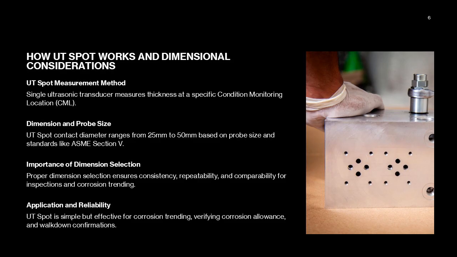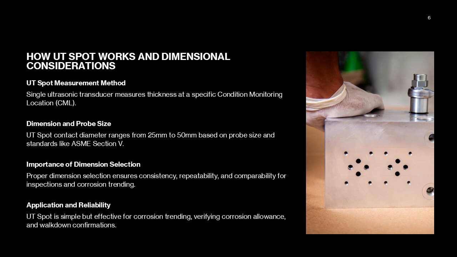How UT spot works and dimensional considerations: why, when, and where UT spot is used. UT spot measurements involve placing a single ultrasonic transducer at a designated condition monitoring location, CML. This method produces a single thickness value representing that specific point. The typical contact diameter for UT spot readings ranges from 25 mm to 50 mm, depending on probe size and the recommended practice outlined in standards such as ASME Section 5.